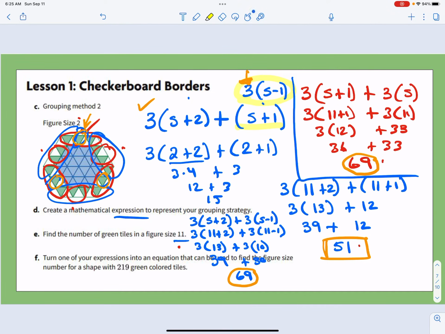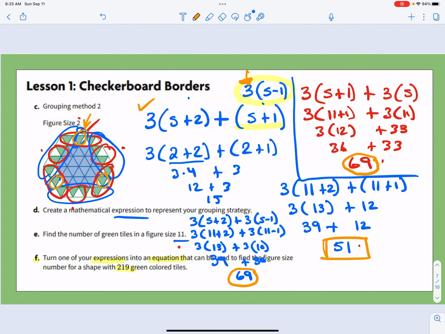So sometimes, if it's your first time watching videos of me, sometimes I do it a couple different ways because this is how math works. We want you to work through it. Let's look at F. Turn one of your expressions into an equation that you could use to find a figure size with 219 green tiles.